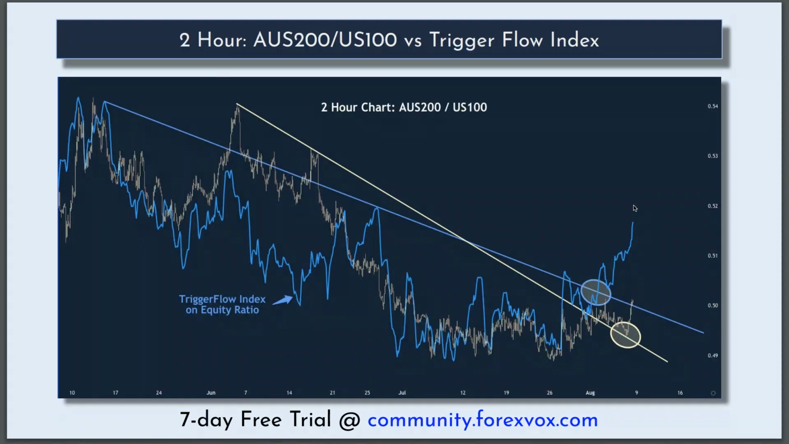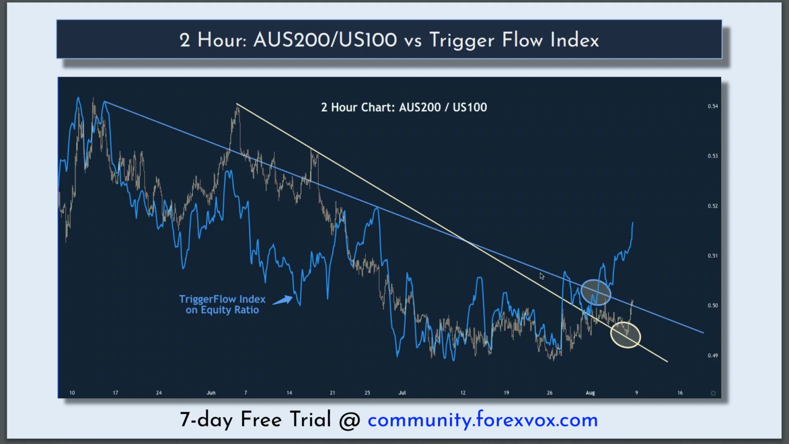The final chart's a 2-hour longer-term chart going back to the beginning of May. The blue trigger flow index line on the Aussie 200 versus NASDAQ 100. We see what I would consider to be a very bullish play here to go long the Aussie stock market versus shorting the NASDAQ 100.